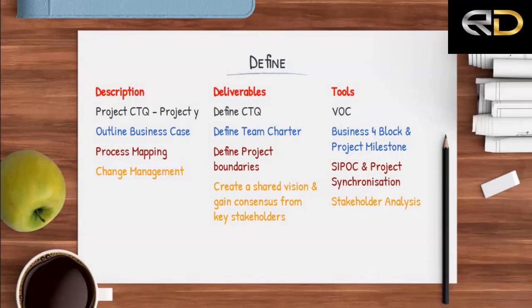Number one, you determine the project critical to quality. That means what exactly do the customers need from your product, your process, or service? What really matters most to the customers? Is it the color?